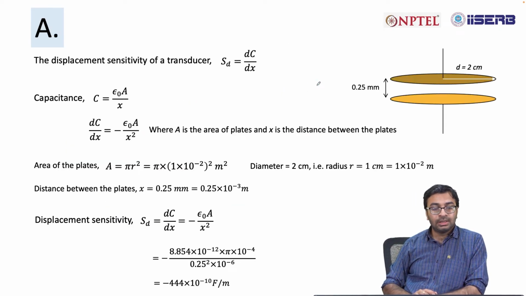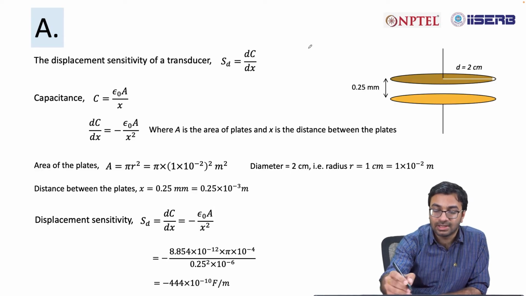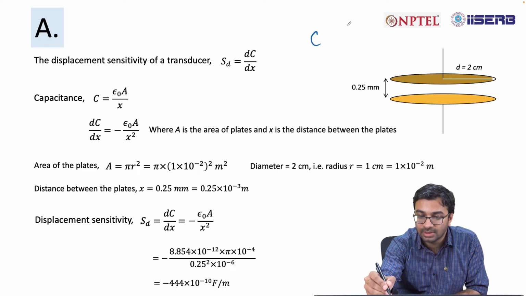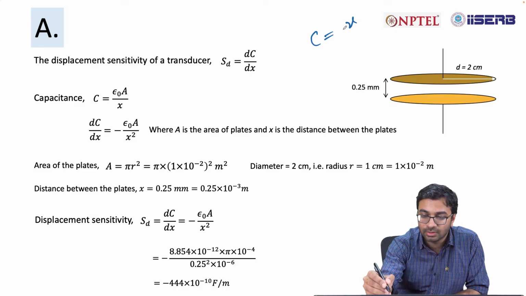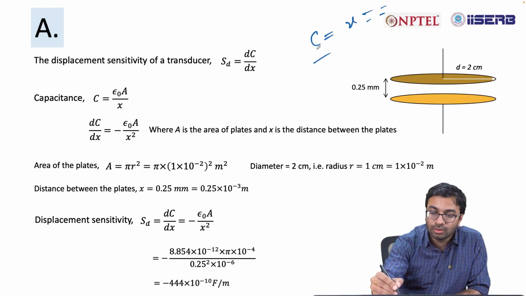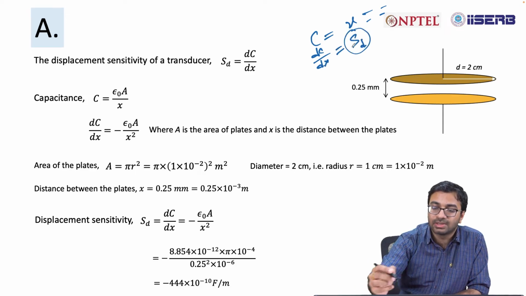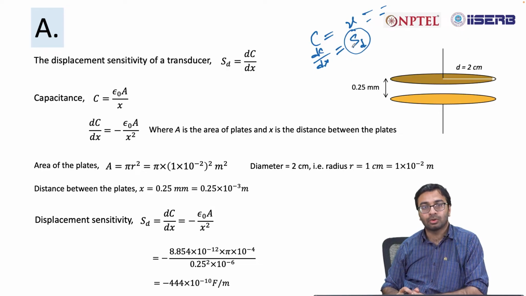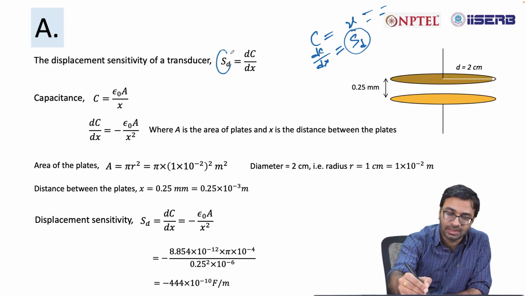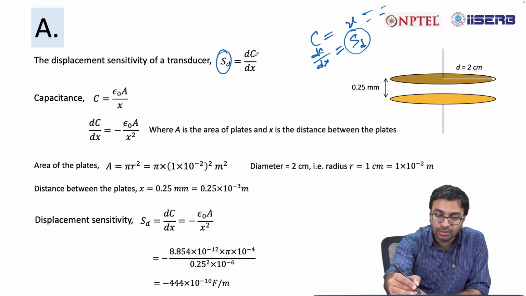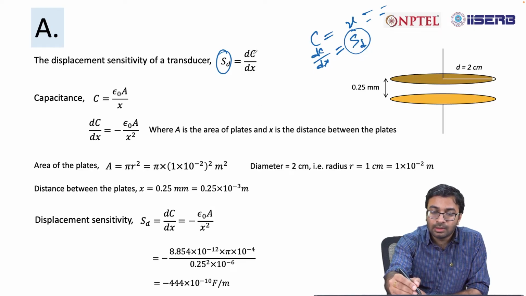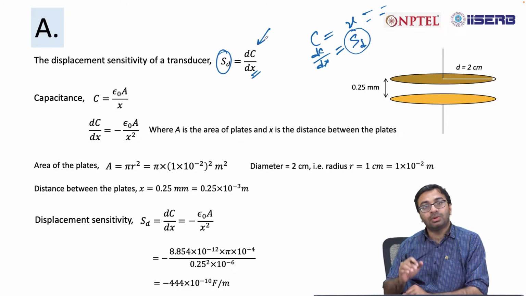In this case, the displacement sensitivity of the transducer can be given by dC/dx, because there must be some equation between C and x, whatever polynomial it is. So, the slope associated with this will give you the displacement sensitivity. We know the slope corresponds to the sensitivity. So, your displacement sensitivity is the derivative dC/dx, where x is the displacement. So, you have to do the derivative with respect to displacement.